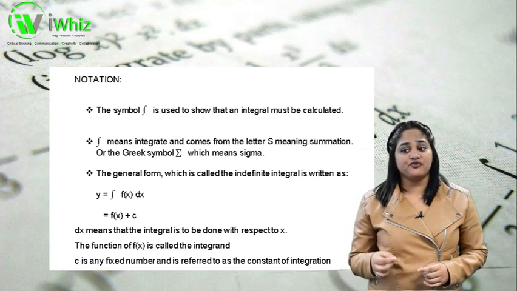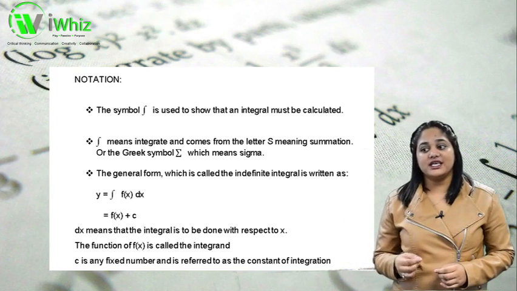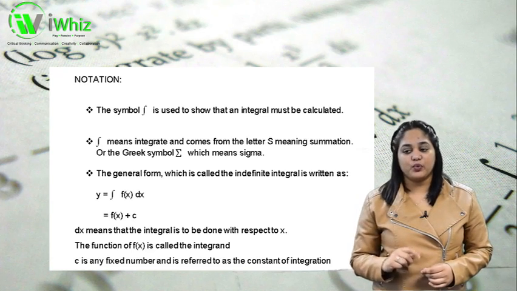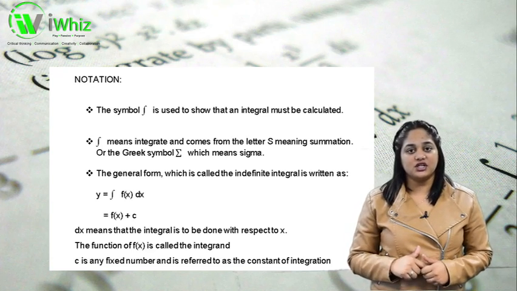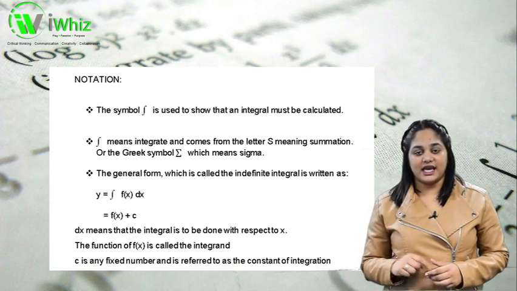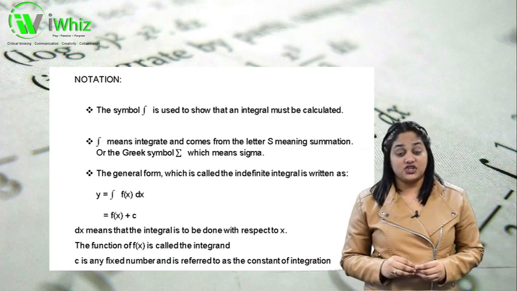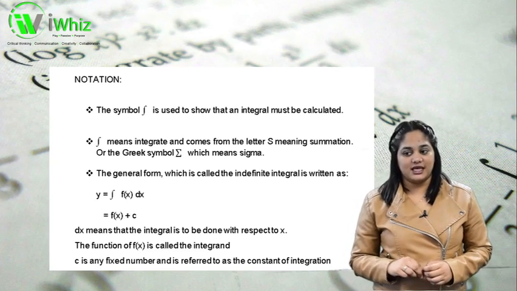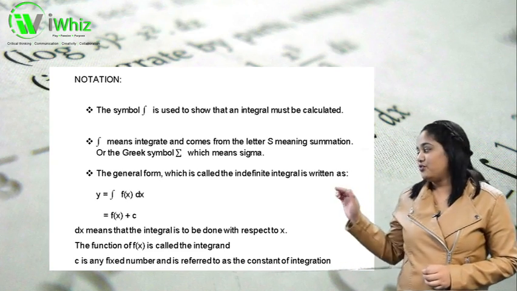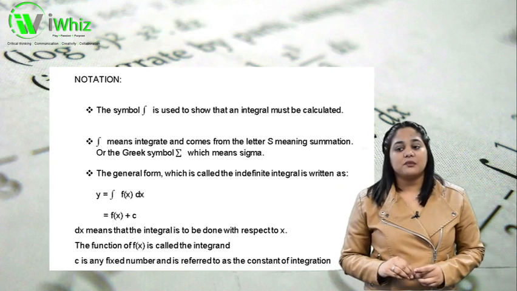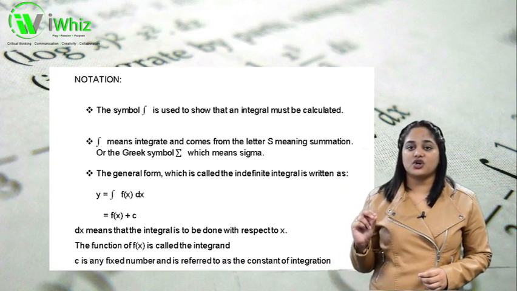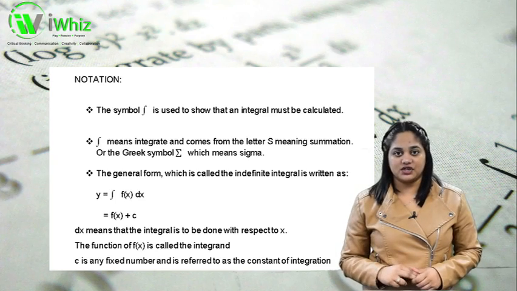Now the general form, which is called the indefinite integral, is written as follows, where y is equal to the integral of f of x dx. F of x is your function, and that is equal to F of x plus c. Now c, if you can see the last sentence, means that it is any fixed number and is referred to as the constant of integration.